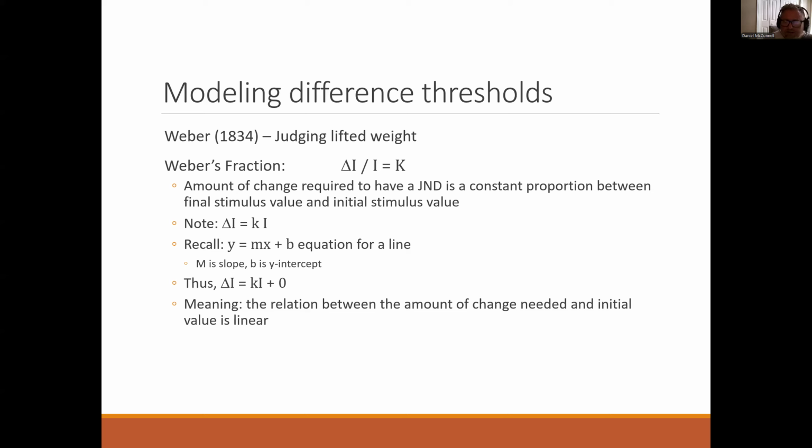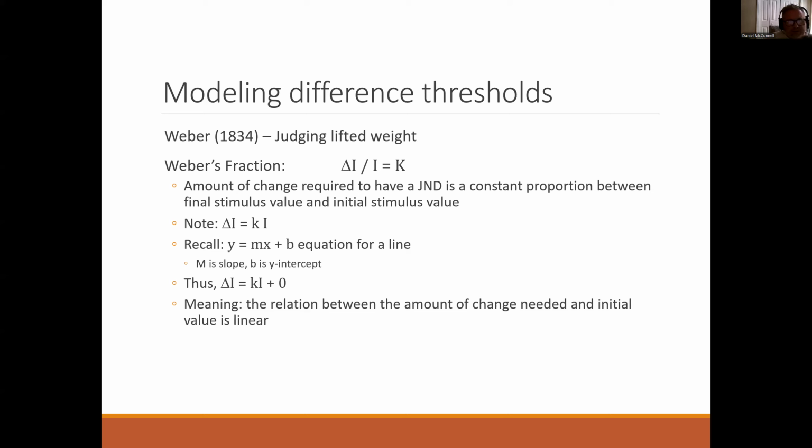And likewise, we could predict that if we were going to put a 27 gram weight into someone's hand, then we would have to increase it by 2.7 grams in order to create a just noticeable difference, right? The idea here is that the amount of change, I'm just going to read off the slide right there, the amount of change required to create the JND is a constant proportion between the final and the initial stimulus value, right?